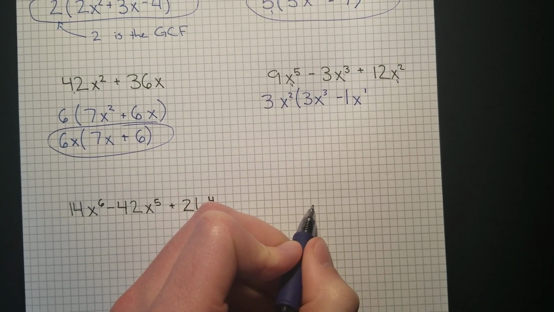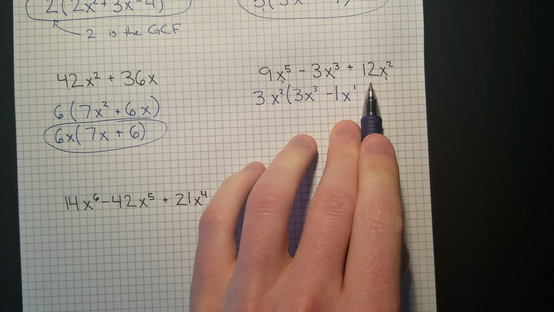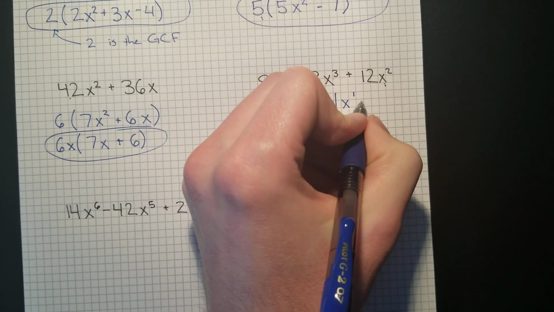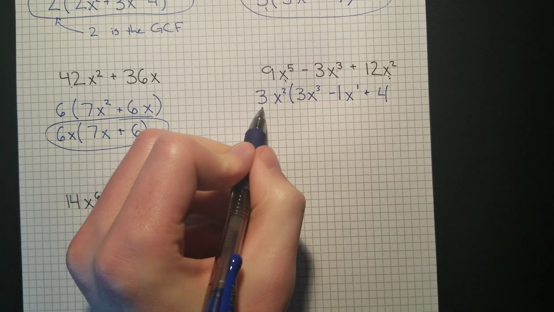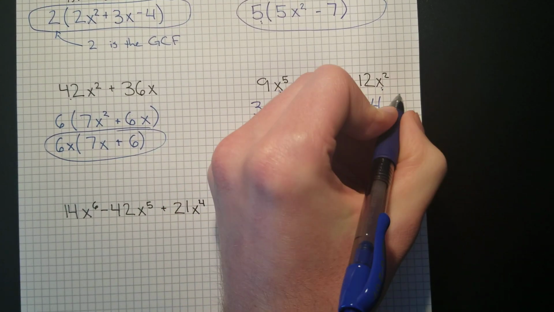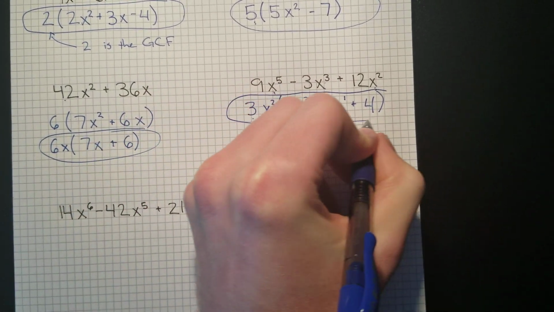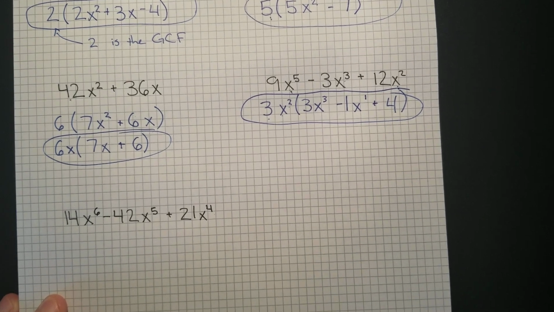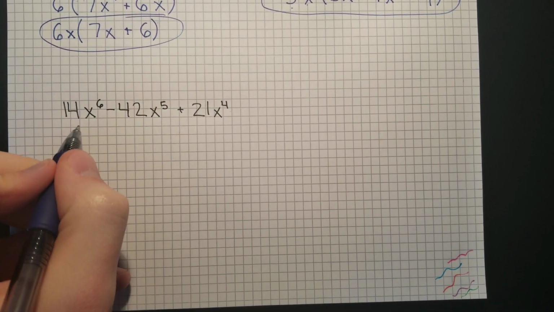Kind of getting a weird trend there. And again, 12x squared. So 12 divided by 3 is 4. And x squared divided by x squared, so that's all gone. We took those away. So that would be our final answer right there. So that's one more. And for our final example for the day, let's look at this one.